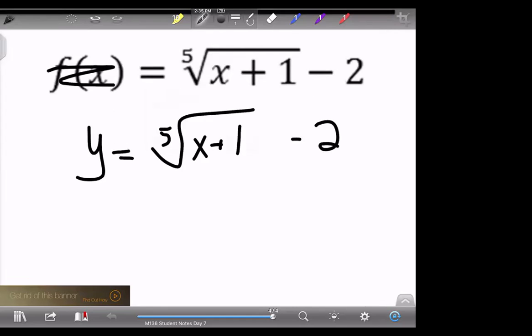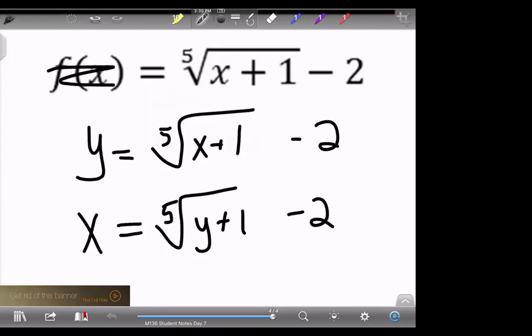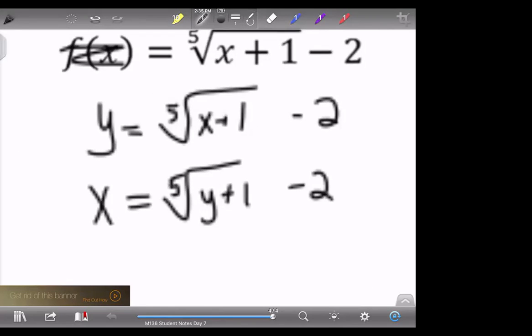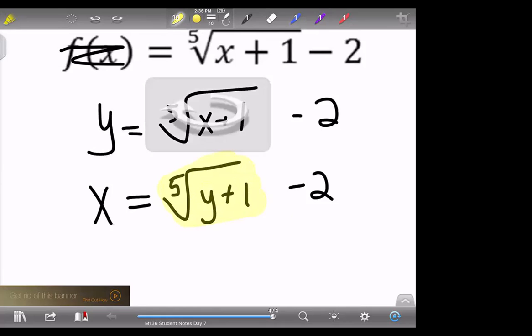Step number 2, we're going to switch our x's and our y's. Step number 3, we need to get y by itself, but right now y is stuck underneath this fifth root, underneath that radical. So in order to get the y out from underneath the radical, we first need to isolate it. In order to isolate it, we're going to add 2 to both sides.